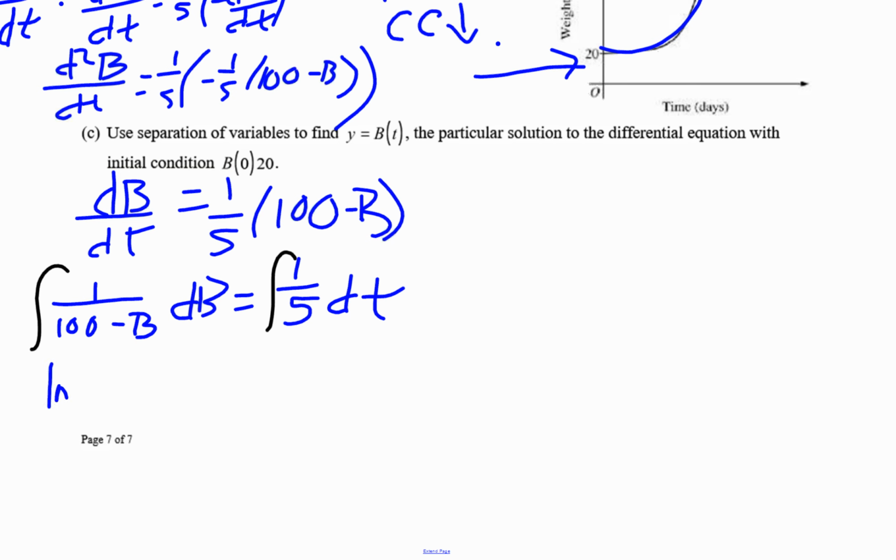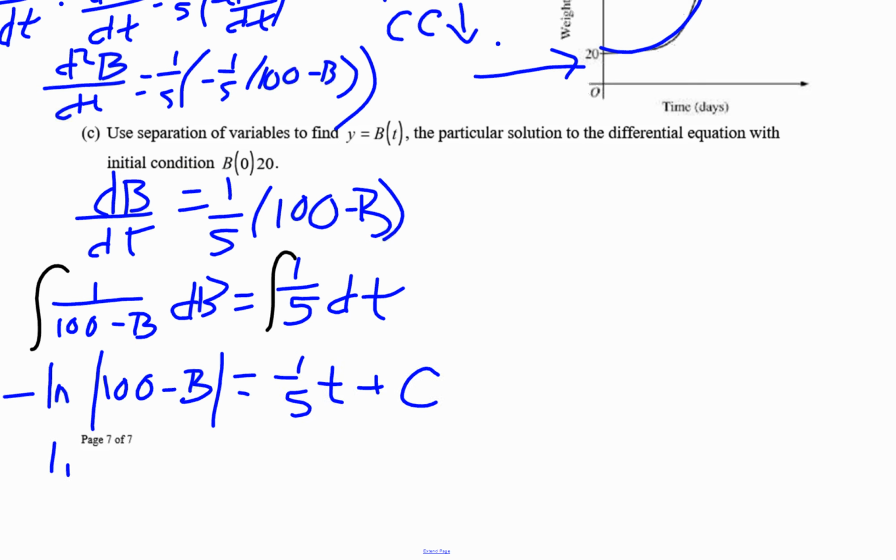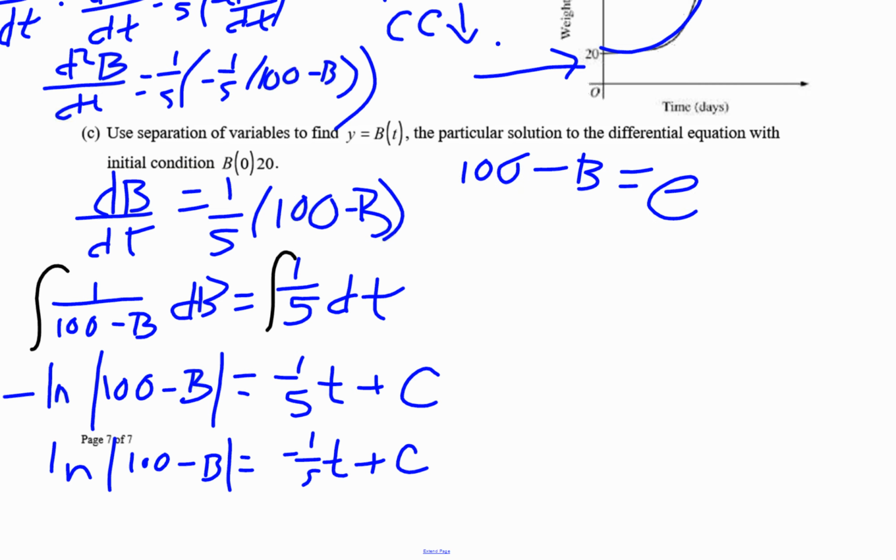So it's almost ln of this. But if we took the derivative of that, we get 1 over (100 minus b) times negative 1. So we have to fix that with the negative. And then equals 1/5 t plus c. All right, let's move the negative to the other side. Plus c. Notice I didn't make the c negative because it's a constant. It doesn't matter.